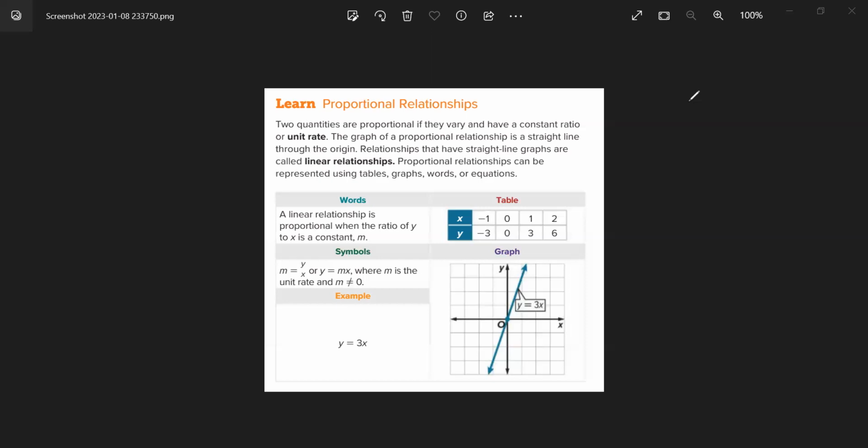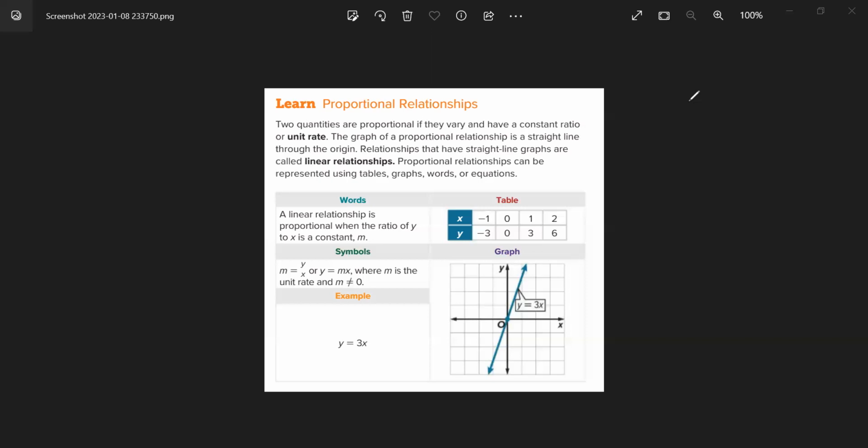All right. So two quantities are proportional if they vary and have a constant ratio or unit rate. The graph of a proportional relationship is a straight line through the origin. Relationships that have straight line graphs are called linear relationships. So proportional relationships can be represented using tables, graphs, words, or equations. And we're going to see how we can express a proportional relationship with each one of these.